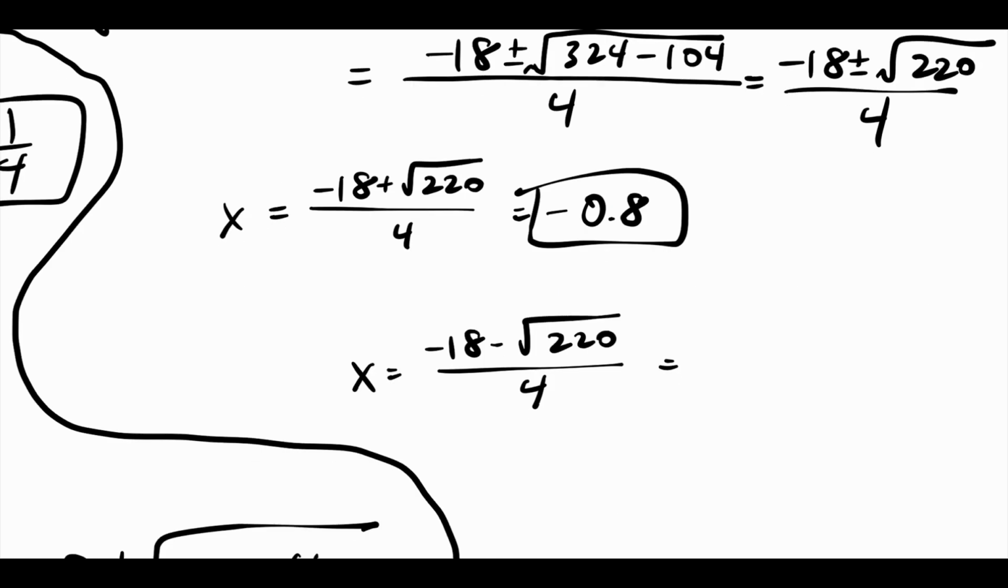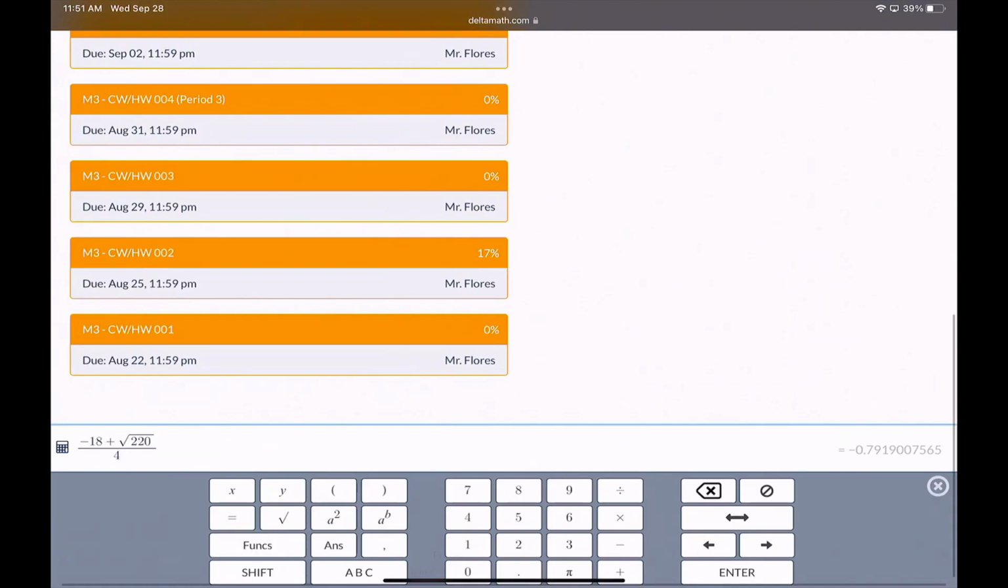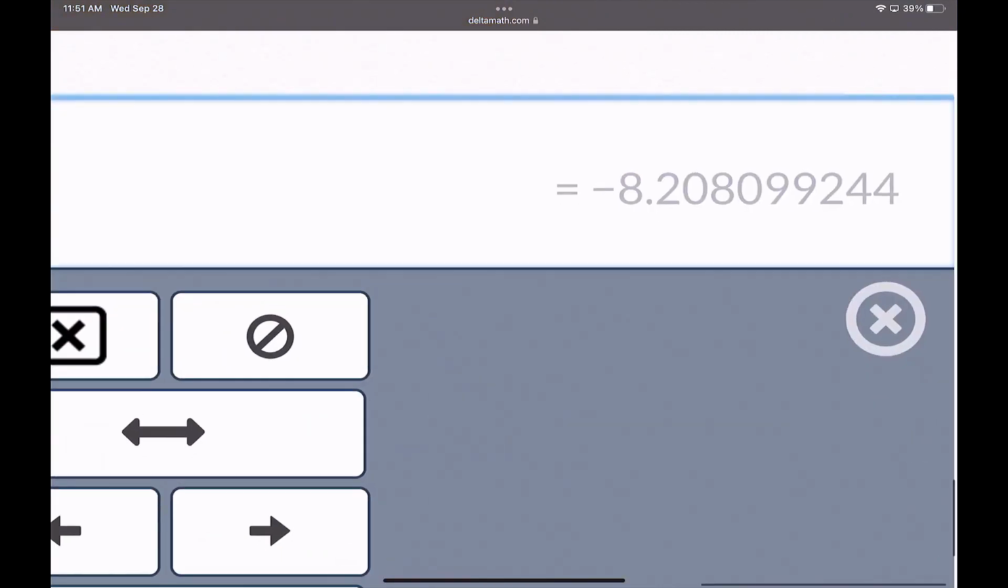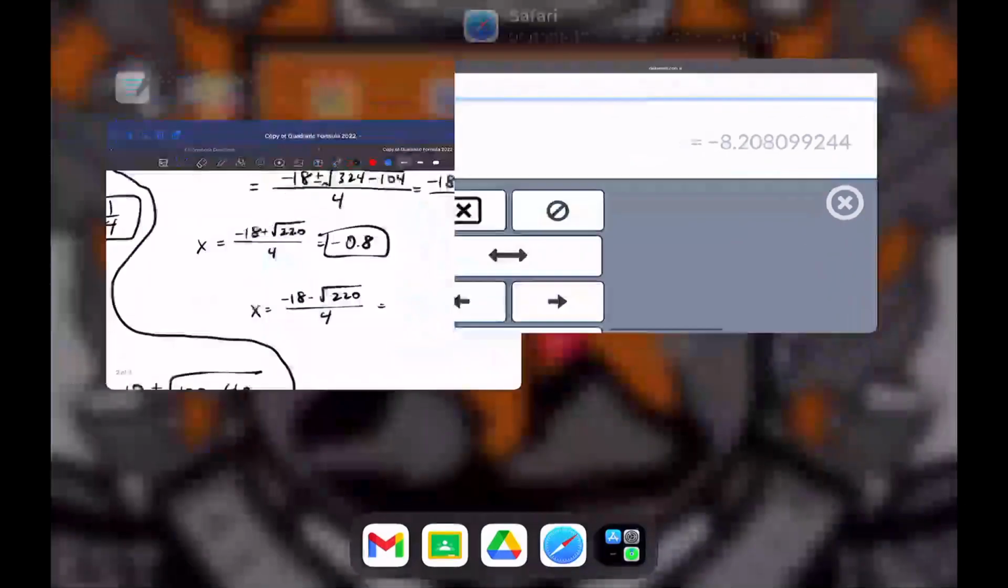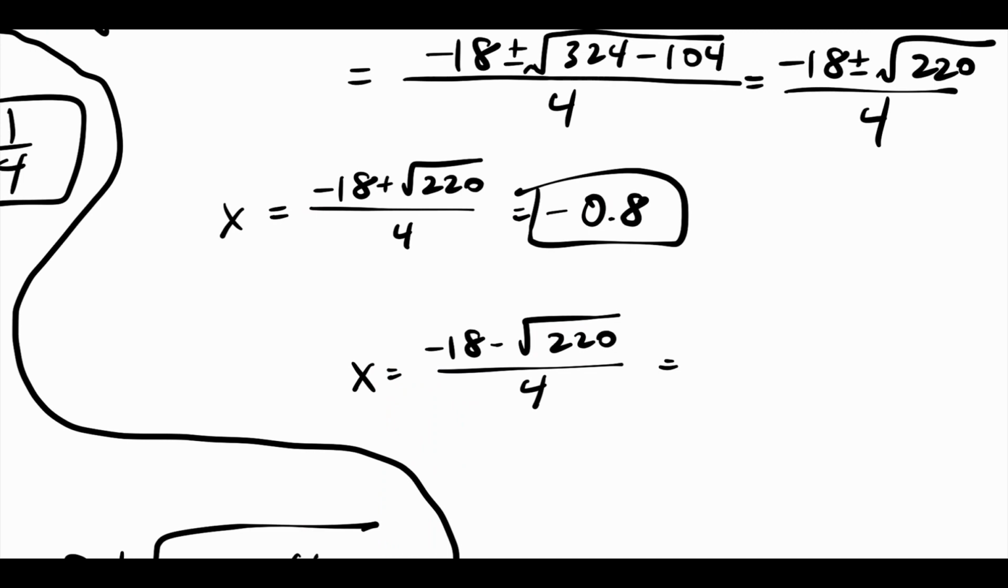Second answer. Let me change the plus to a minus, sorry. Negative 8.280999244. The 2 is in the tenths, and behind it is a 0, so it stays the same: negative 8.2.